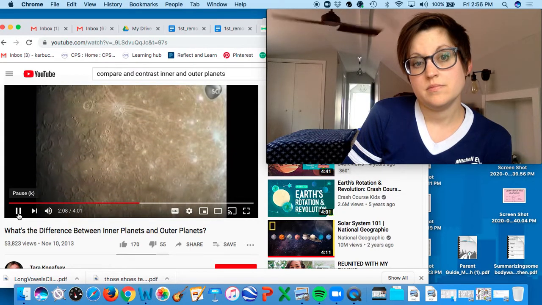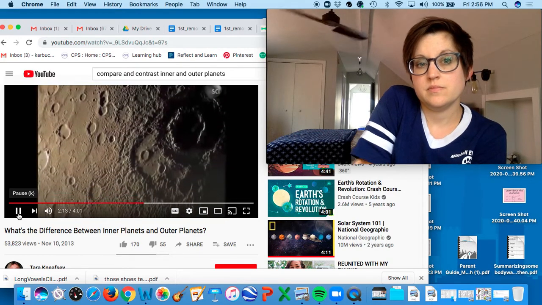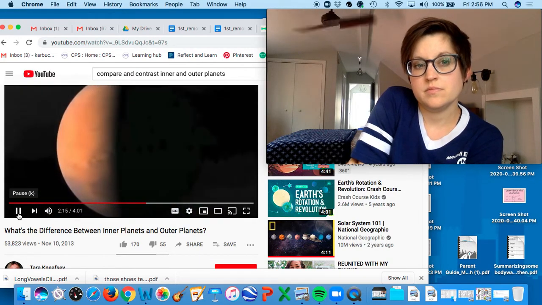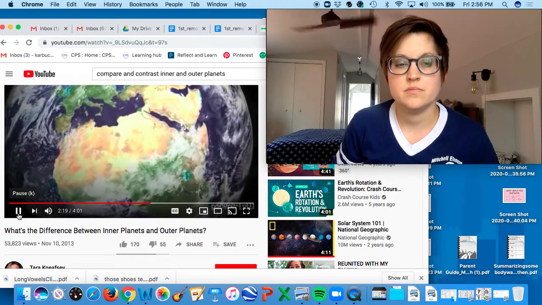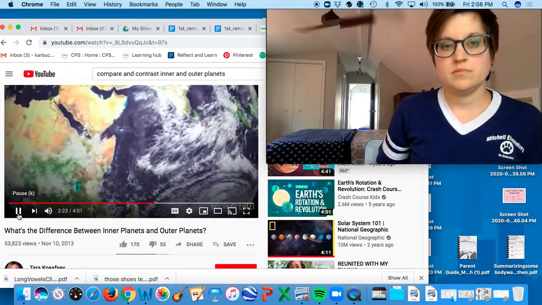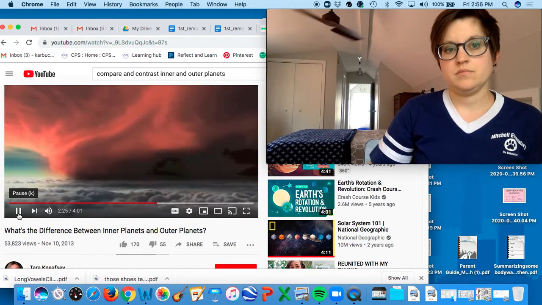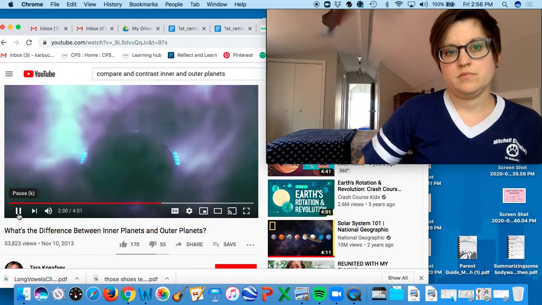The atmospheres vary among the inner planets, where the atmospheres in the outer planets are all the same. The contents of the atmosphere of the inner planets varied from planet to planet. Mercury has no atmosphere. Venus's atmosphere is mostly carbon dioxide. Earth's atmosphere is mostly nitrogen. The outer planets generally have all the same atmosphere, which consists mostly of hydrogen and helium.